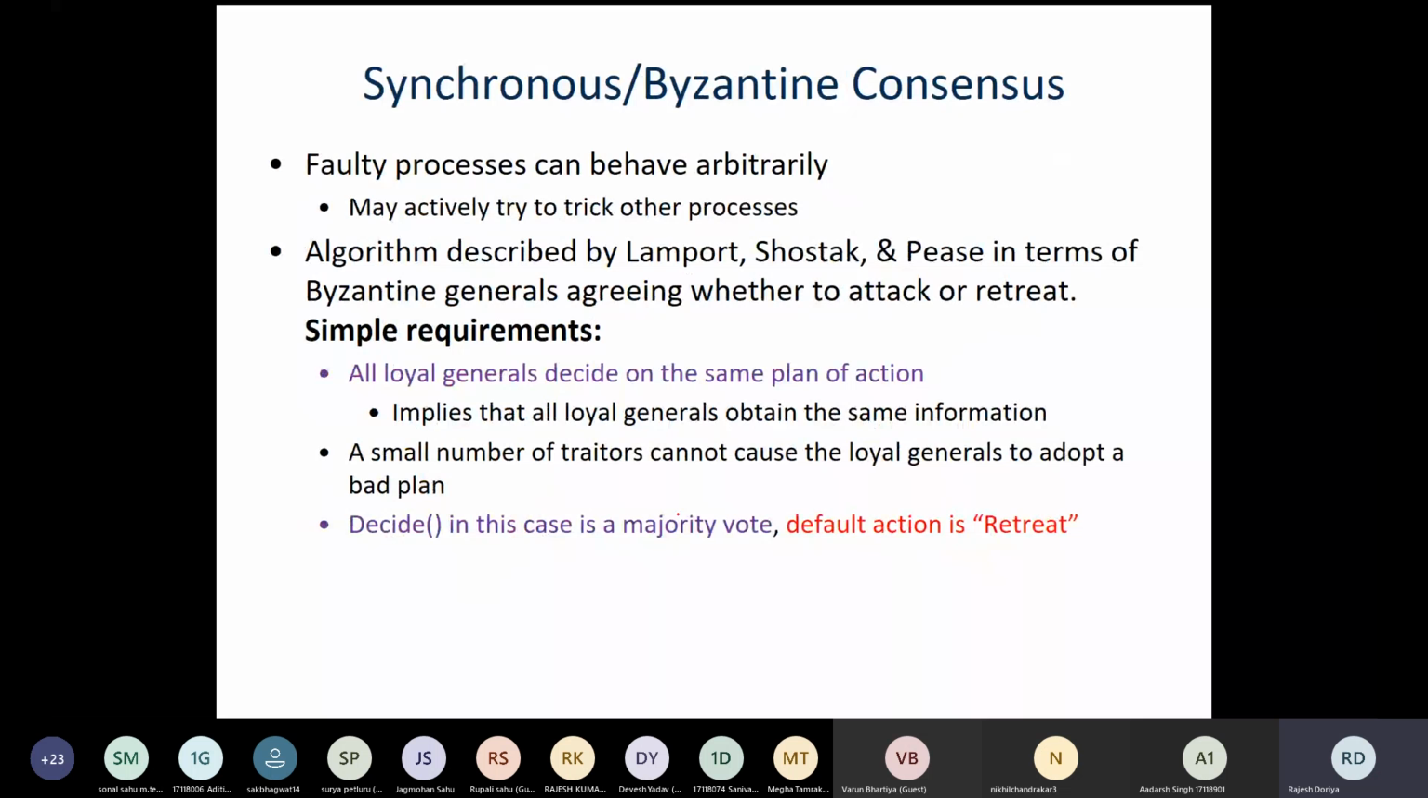Now we are going to discuss a very important consensus algorithm called the Byzantine consensus algorithm. Again, we are going to assume a few things, and one of the major assumptions is that all loyal generals decide on the same plan of action.